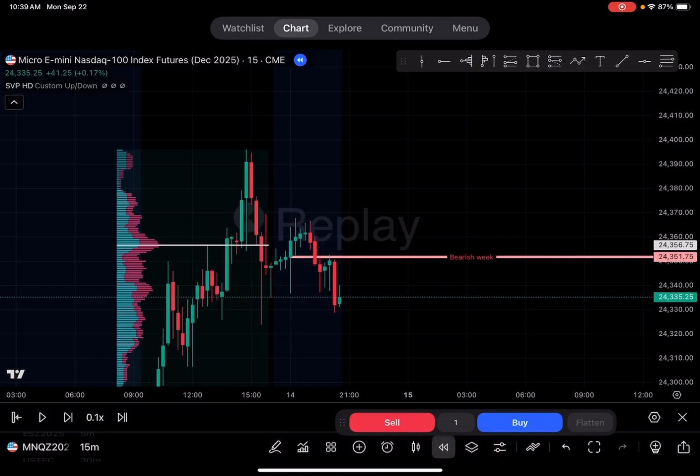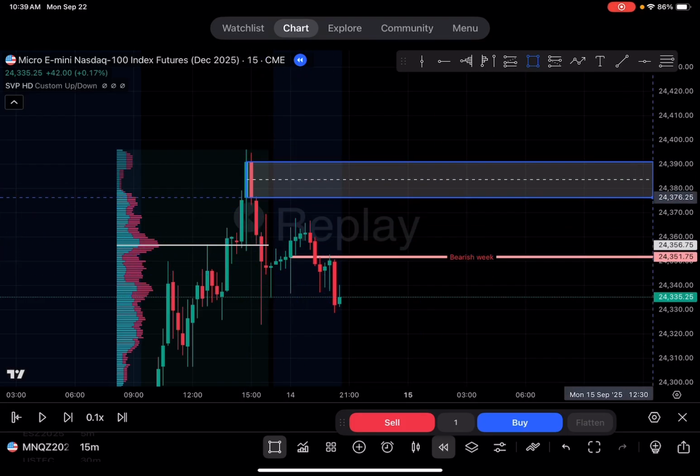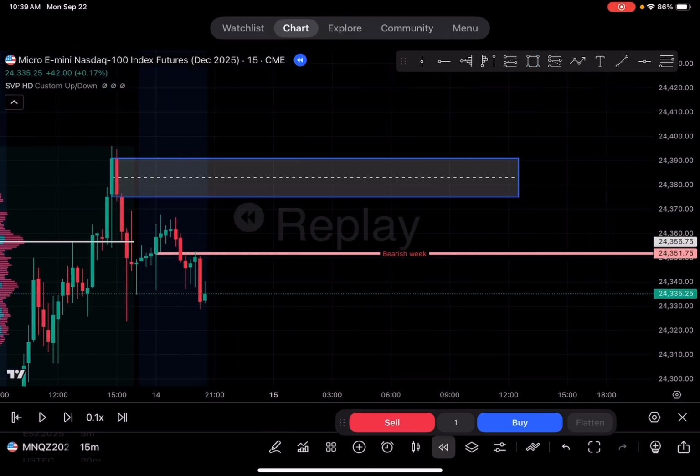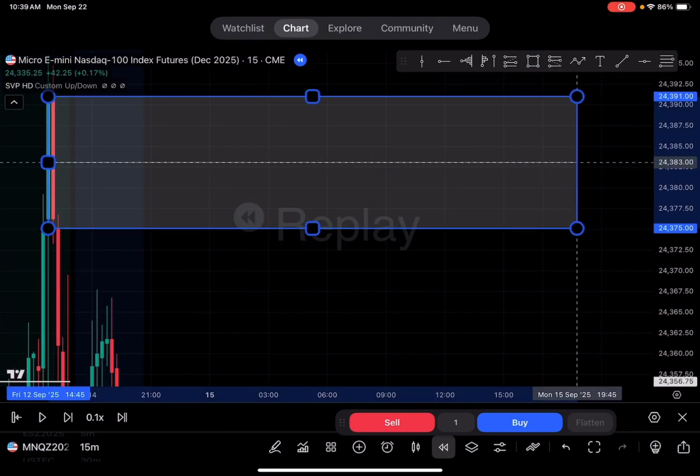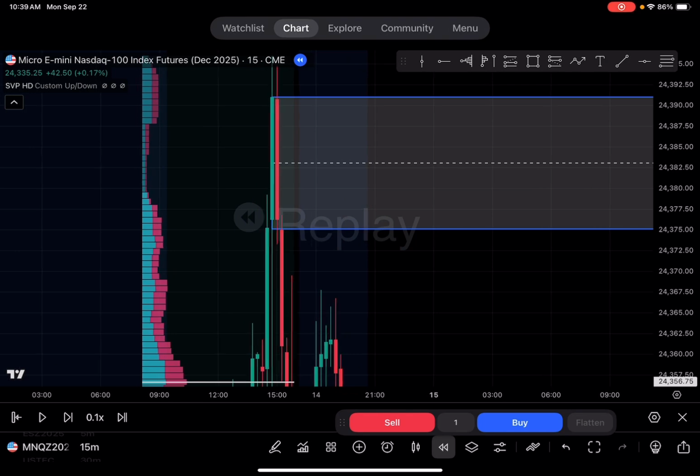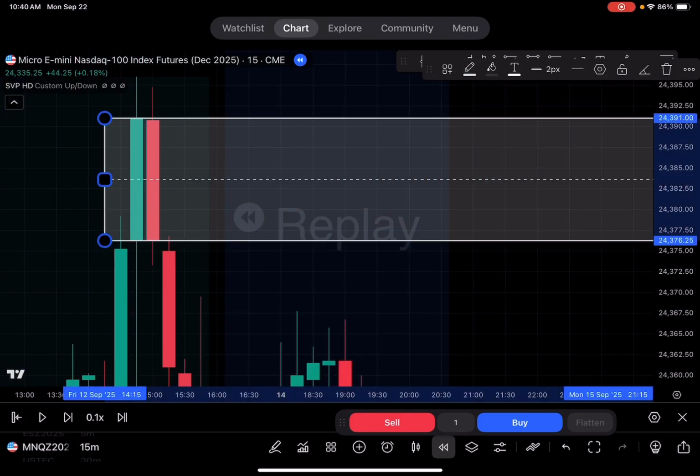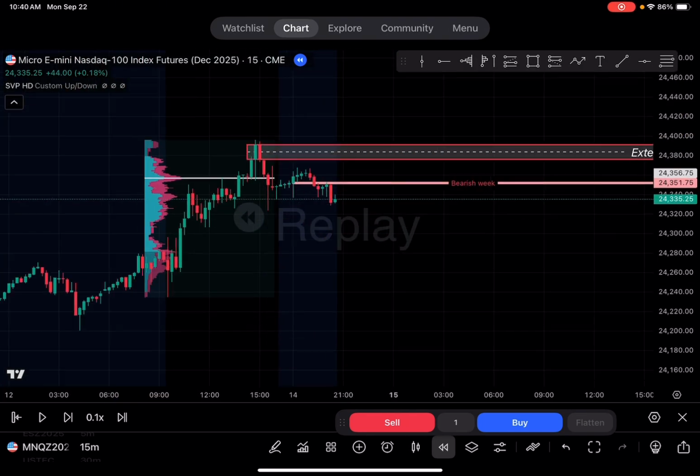Now we want to identify the range we're in. I noticed we didn't gap, so we're connected to last week. So identify the range. Notice we have this P node zone. So we have this as the external resistance from last week.